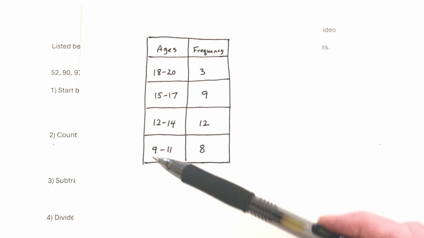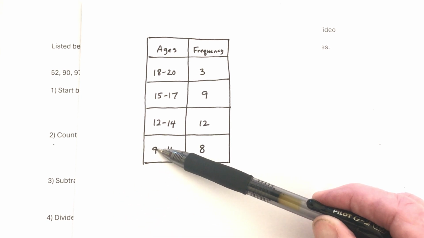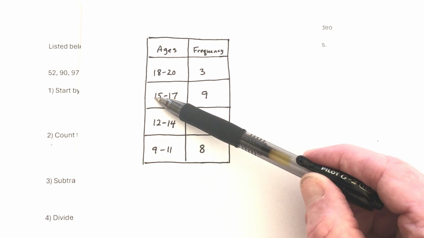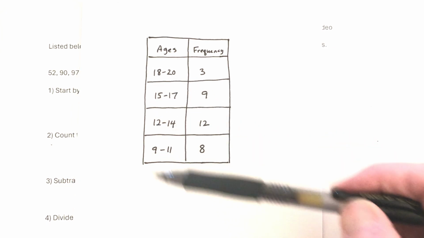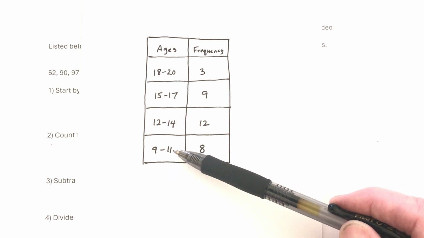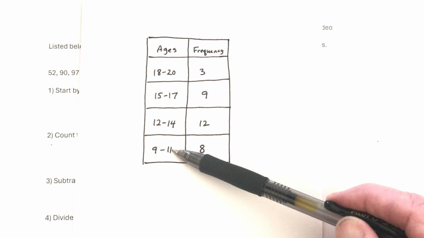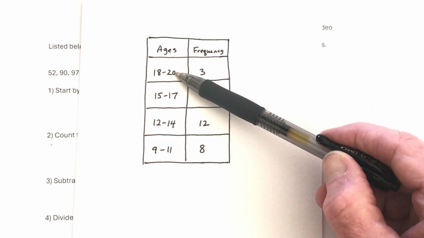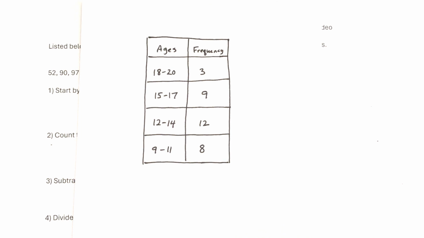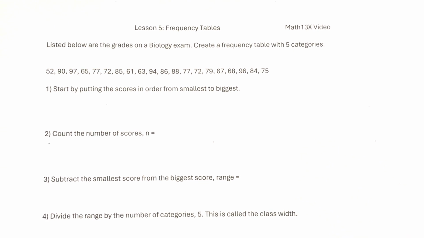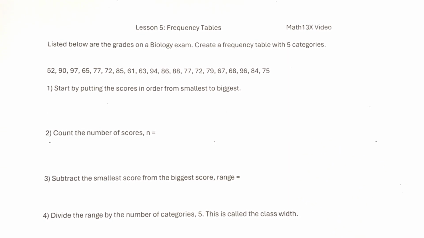There's something to notice: if you look at the numbers on the left, this goes up by 3, and goes up by 3, and goes up by 3. The number 3 isn't that important, but the consistency is what's important. And that number is called the class width. So that's one of the things we're going to need to find. All right, now let's get to work on this one.